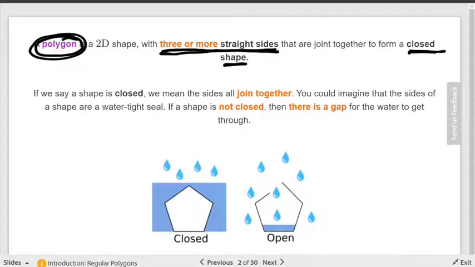So, if we say a shape is closed, we mean that all the sides join together. There are no gaps. If you have any gaps, then you do not have a polygon.